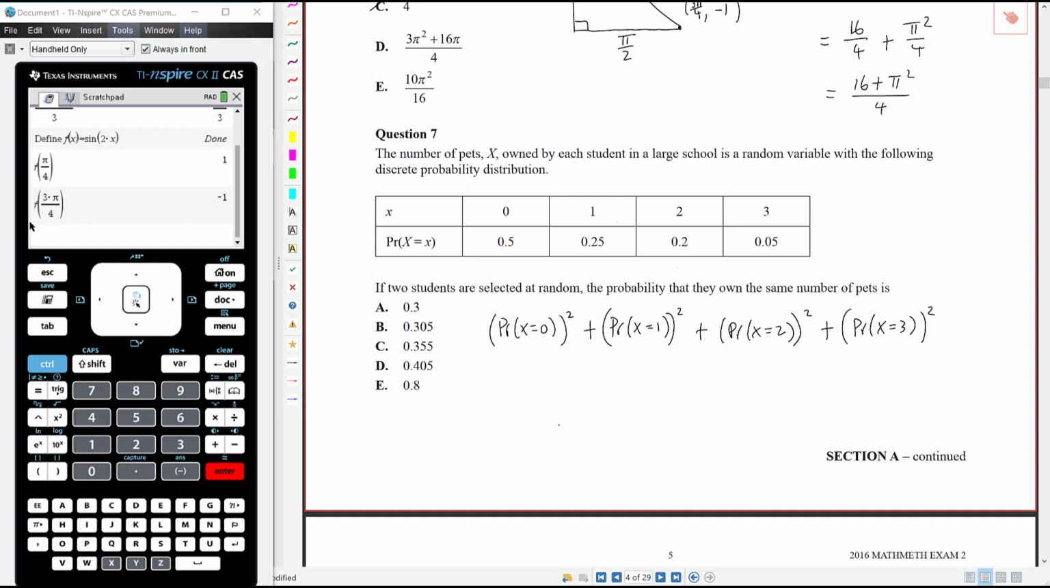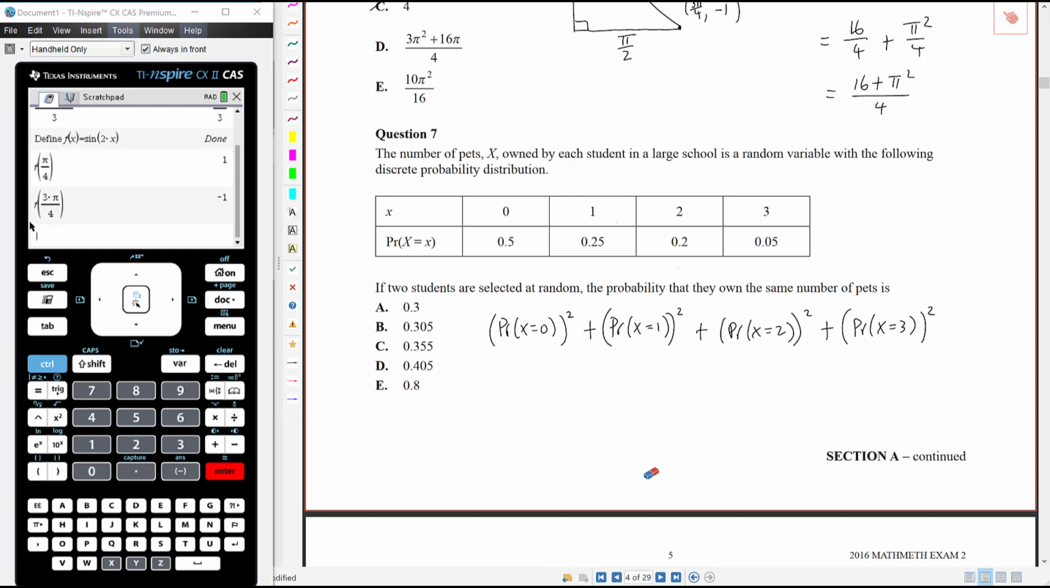So if you think about the tree diagram, the first person could own 0, 1, 2, or 3 pets. The next person could then own 0, 1, 2, or 3 pets. Same number of pets would be probability of x equals 0 times probability of x equals 0, or along this branch, probability that x equals 1 times probability that x equals 1, or probability x equals 2 times probability x equals 2, etc.